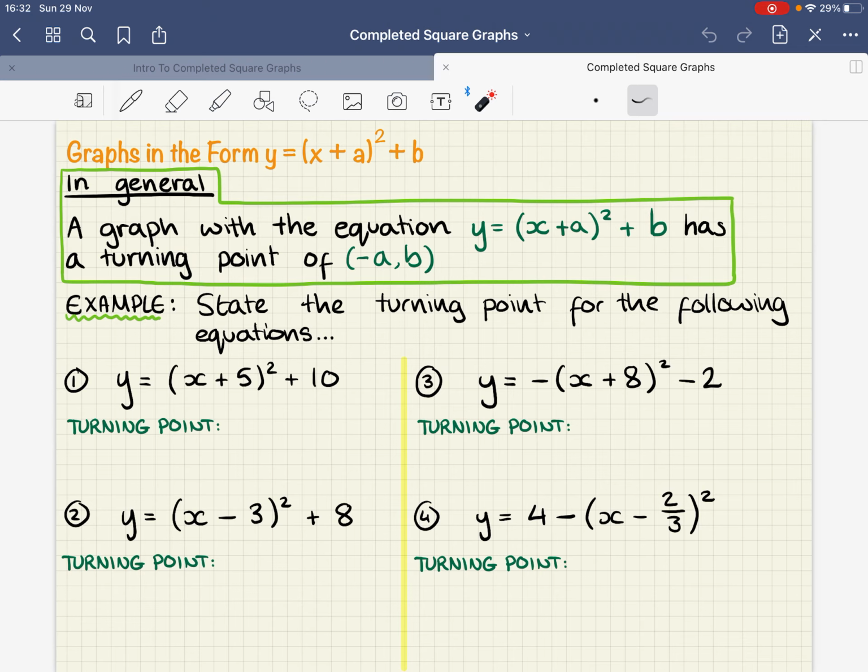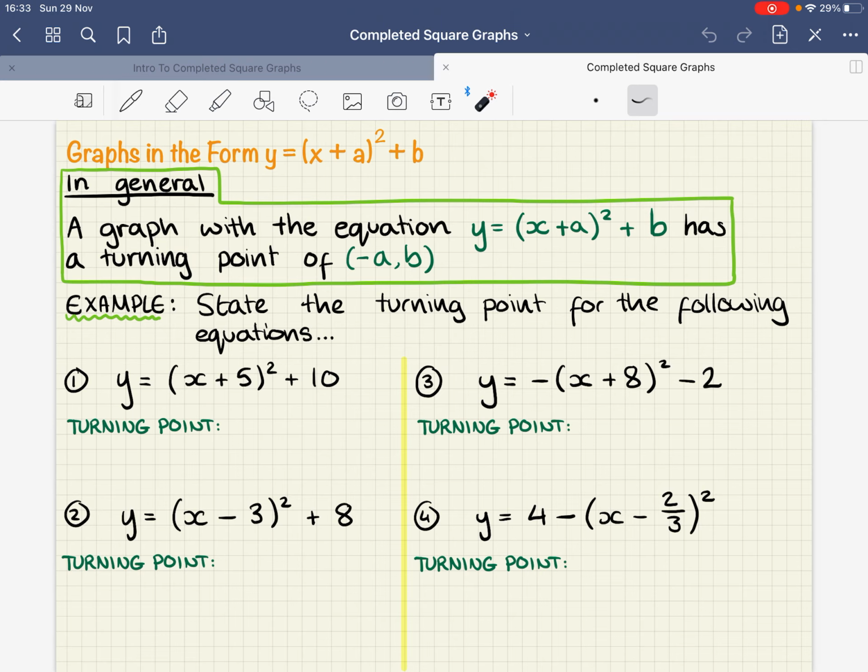Because once we've got that turning point, then we're able to find out any other bits of information that we require. So I've got my sort of in general from the last video down. If you've not seen it, have a watch because that explains why this is the case. So we've got, in general, a graph of the equation y equals (x plus a) all squared plus b has a turning point of (minus a, b).